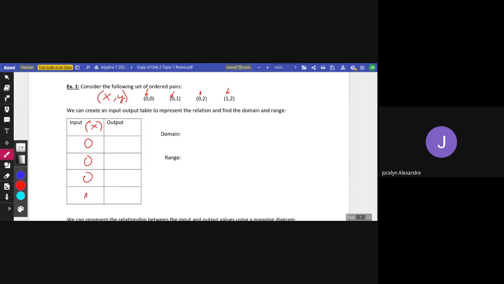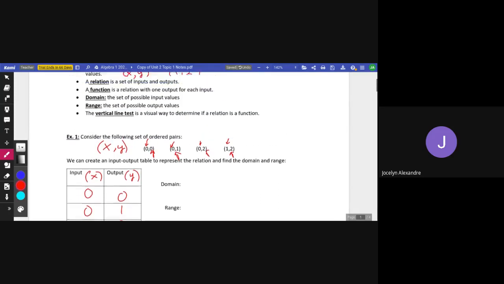Our outputs are the other ones, the Y values. The first one is 0, the second one is 1, the third one is 2, and our fourth one is 2 again. All right, so we made an input-output table. That's one way of representing this relation. We can also write down the domain and range.